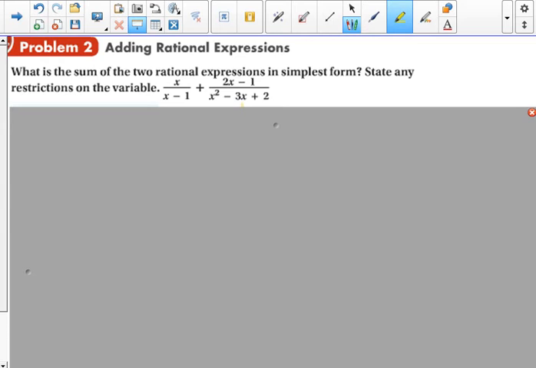Okay, so for problem 2, I've asked you to observe this expression. It's an addition problem of two rational expressions, and I ask you to think about the restrictions on the variable. So what can x never be for this one? 1. So we know that x cannot equal 1. Now how about over here?